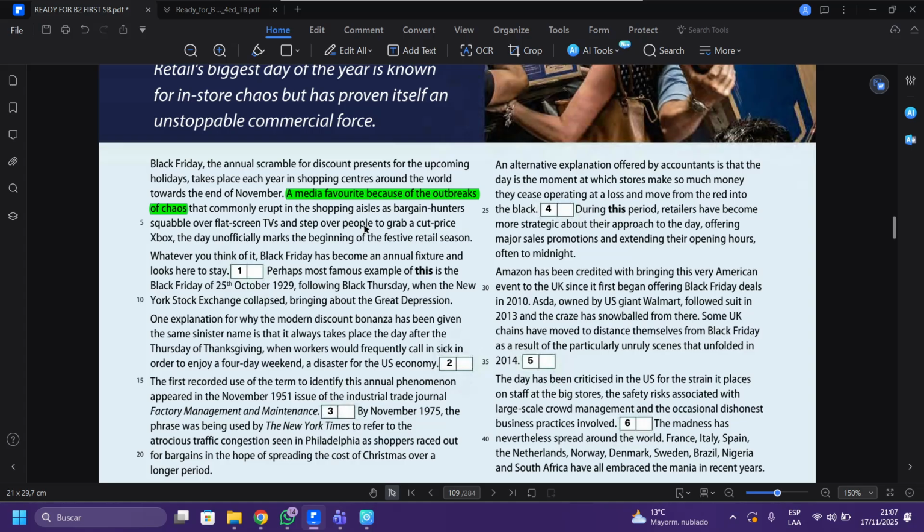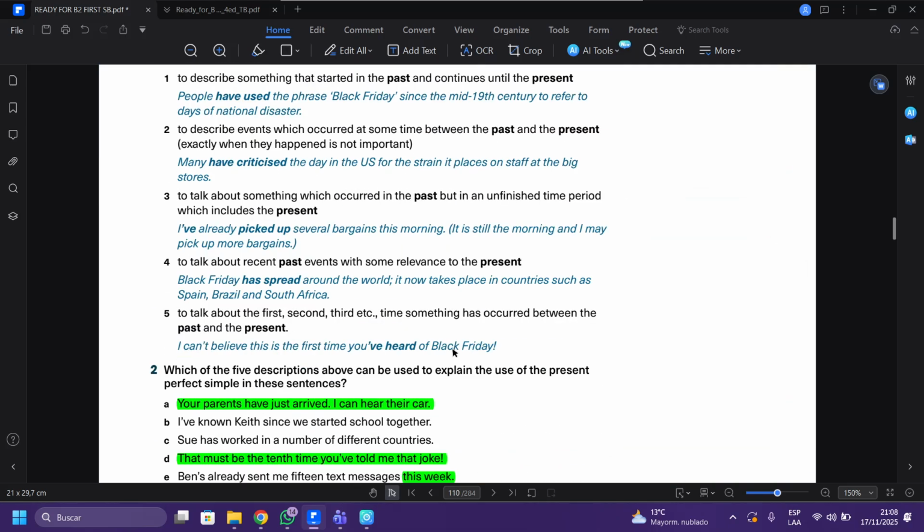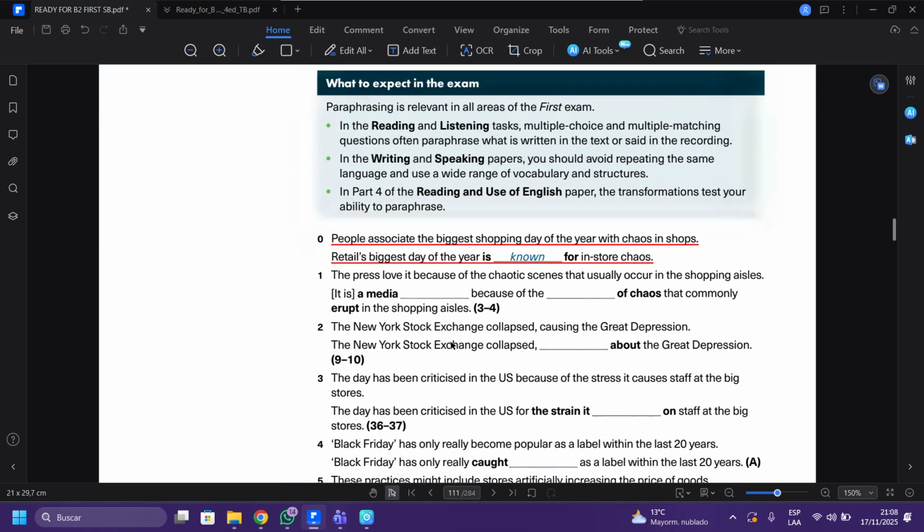Do you know what is the meaning of this? No, teacher? If you talk about outbreaks of something, in Spanish we could say los brotes de caos. Yes, these take place on days like Black Friday, especially in the stores. That is why. It's from this reading. It's a media favorite because of the outbreaks of chaos that commonly erupt in the shopping aisles.